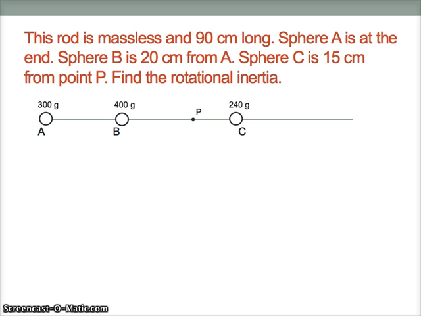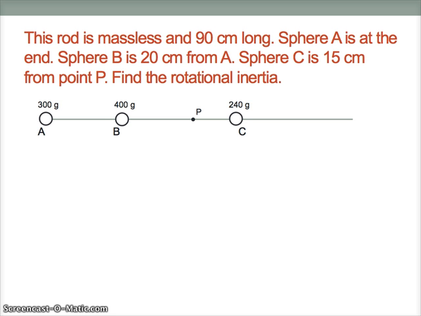All right, let's take a look at an example here. We do have some spheres here, but notice that they are just located at particular positions. The radius of those spheres is not given. We don't know a size. So compared to the dimensions of the problem, we are going to ignore the size of A, B, and C. We just want to look at where they are relative to point P and use the mr squared formula to determine a value for inertia.